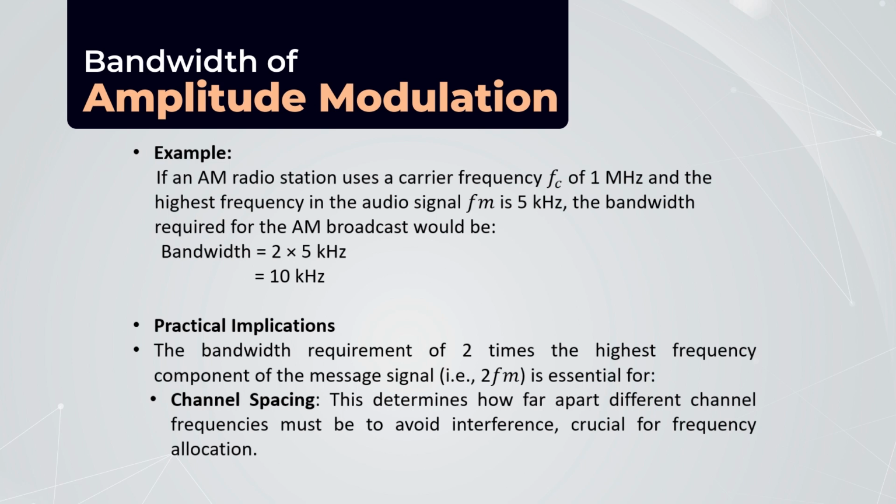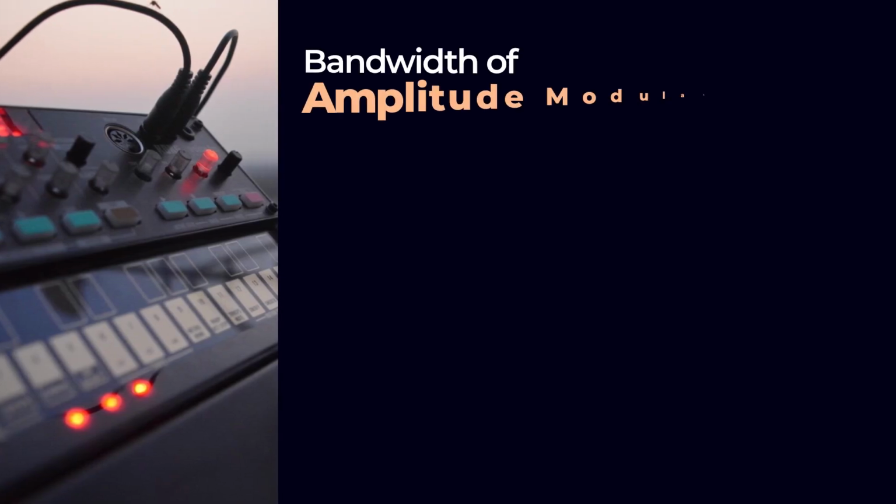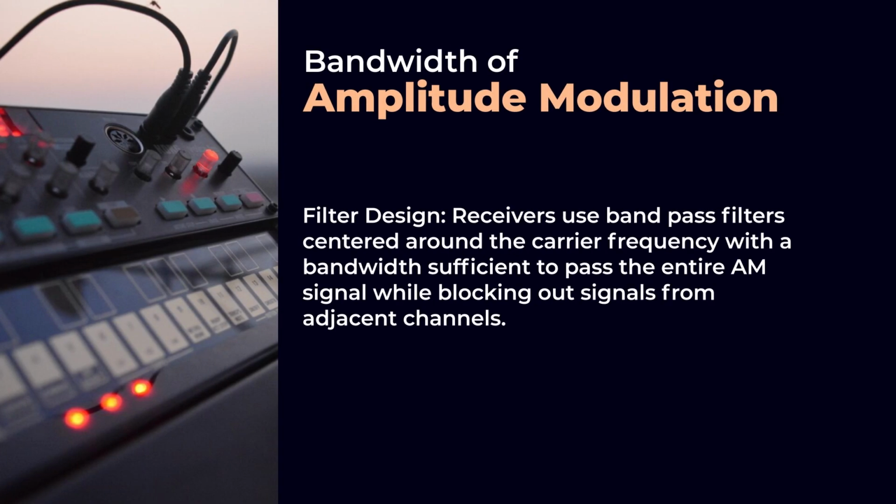Let us see the practical implication of bandwidth. The bandwidth requirement of the highest frequency component of the message signal is essential for the following factors. The first one is channel spacing, which determines how far apart different channel frequencies must be to avoid interference, which is crucial for frequency allocation. And the second one is the filter design. The AM receiver uses a bandpass filter, which is centered on the carrier frequency with a bandwidth sufficient to pass the entire AM signal while blocking out the signal from the adjacent channel.